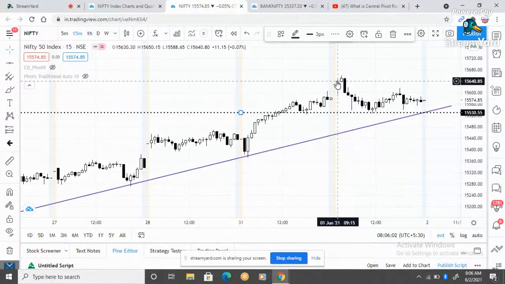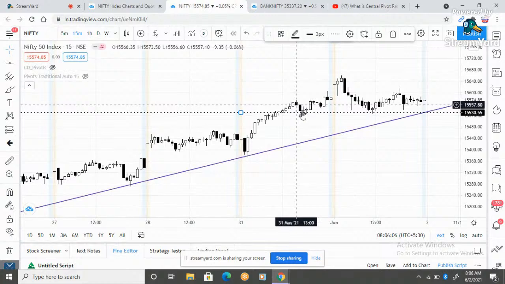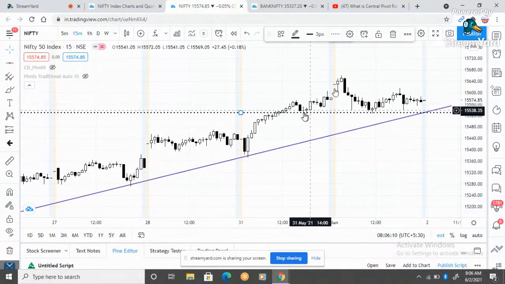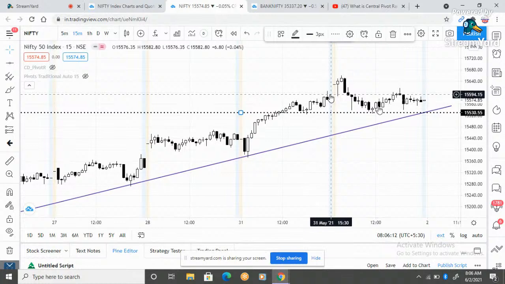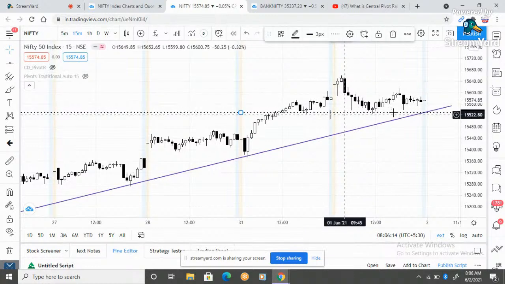Yesterday was 1st June. Even on 31st May, you can see Nifty came down and it exactly bounced from 15,530. Rounding off that number, you can see Nifty bounced. So 15,528, 15,530 is looking like a resistance.